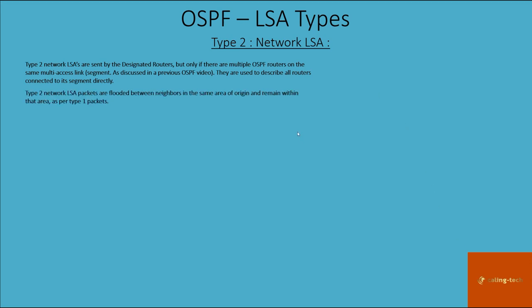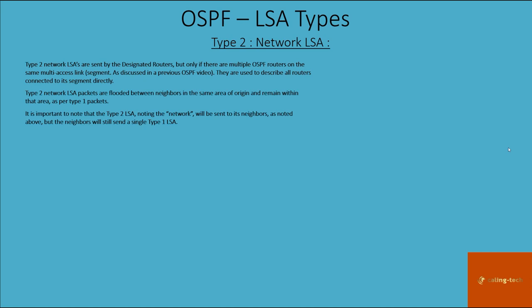Type 2 network LSA packets are flooded between neighbors in the same area of origin and remain within that area. This is exactly the same as type 1 packets. So if we had area 0 and area 1, any type 2s or type 1s that originate in area 0 cannot cross to area 1, and any that originate in area 1 cannot cross to area 0. They remain within their area.